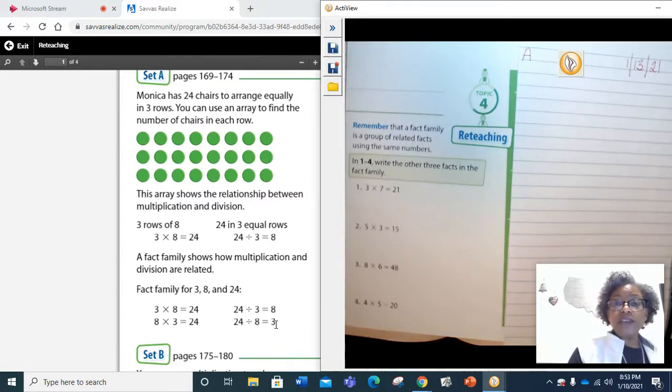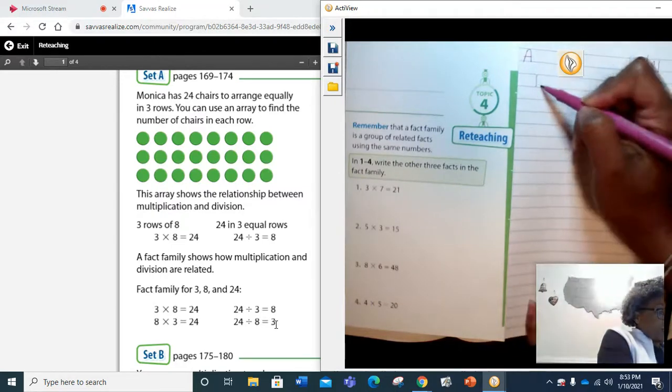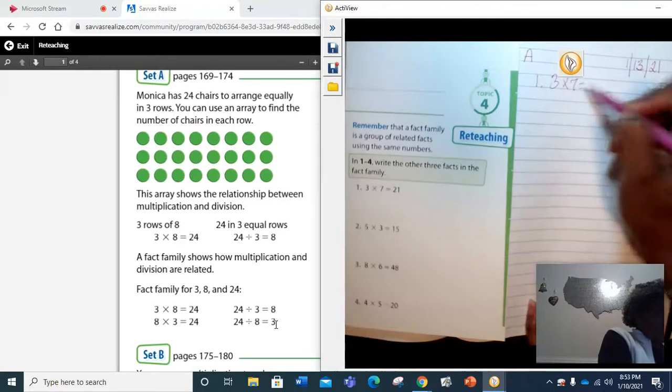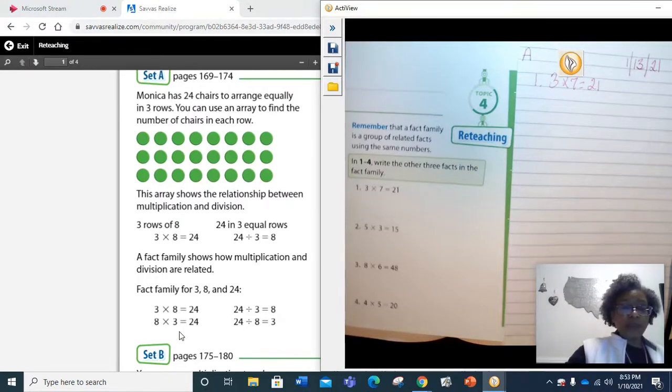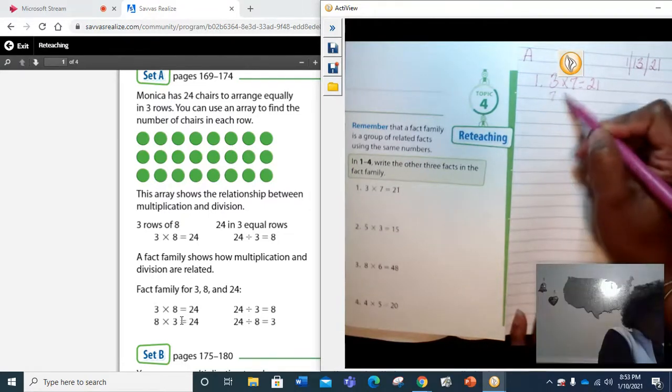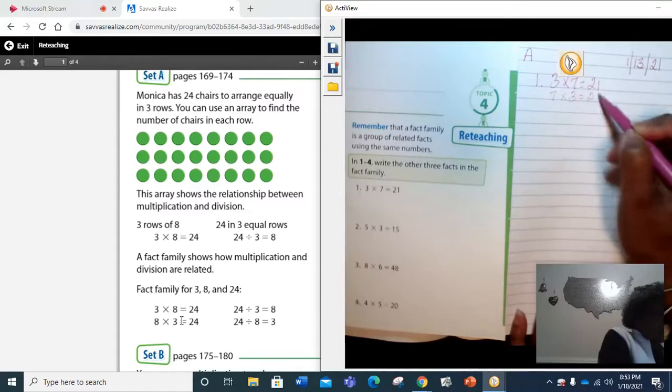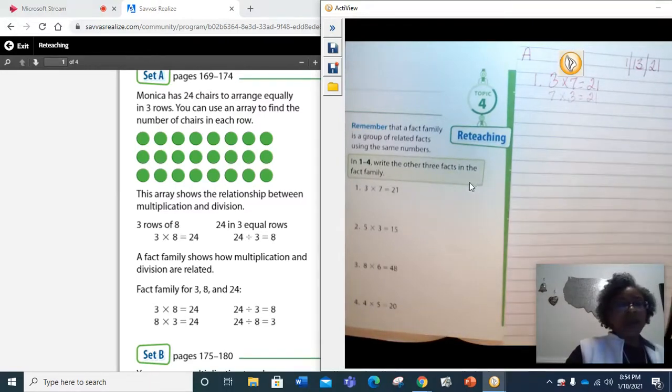So remember that a fact family is a group of related facts using the same numbers. In 1 through 4, write the other 3 facts in the fact family. Number 1 is 3 times 7 equals 21. Now, if I don't remember what a fact family is, that's why the left side of these pages is so helpful. I can see, oh, I have 1 multiplication sentence. Using the commutative property, I should be able to write another multiplication sentence. So that is 7 times 3 equals 21. And I know there's a division.